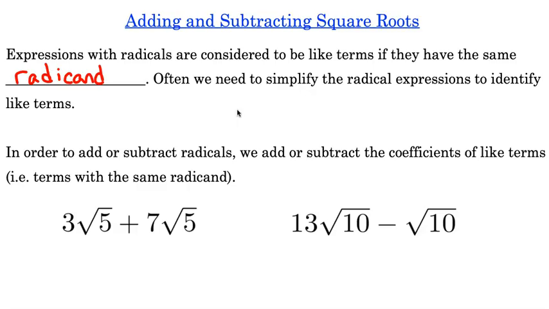Now once we go through all the simplifying, in order to add or subtract radicals, we add or subtract the coefficients of like terms, i.e. terms with the same radicand.